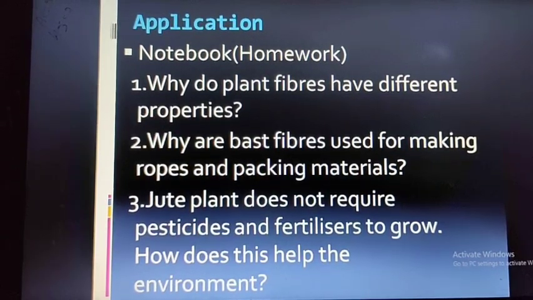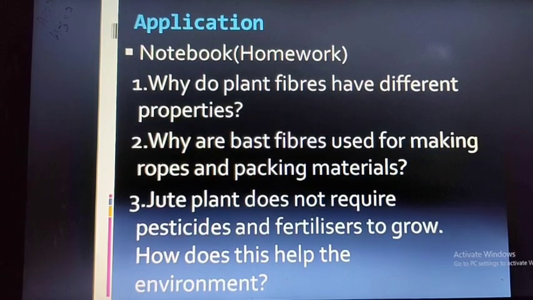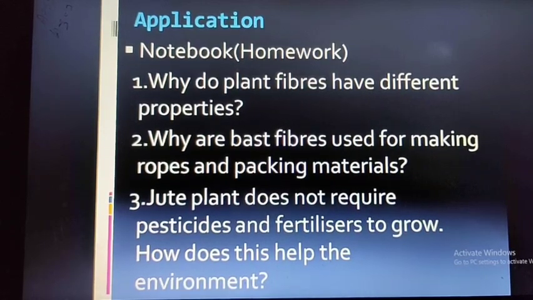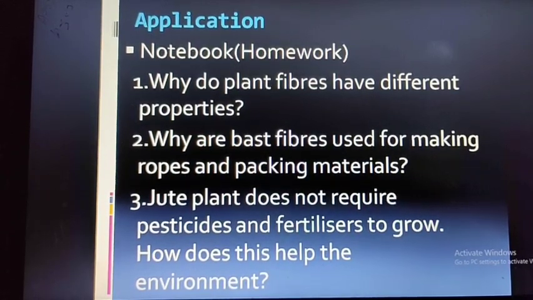Why are bast fibers used for making ropes and packing materials? As we have already seen in explanation that bast fibers are quite stronger than the seed fibers. They are quite rough also, and that's why they are used for making ropes and packing materials.